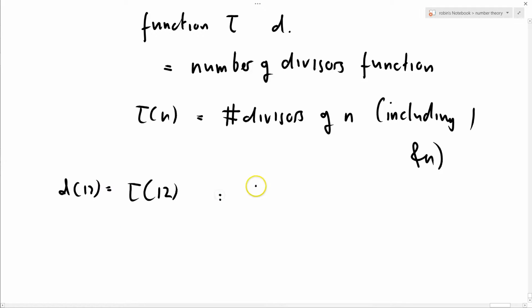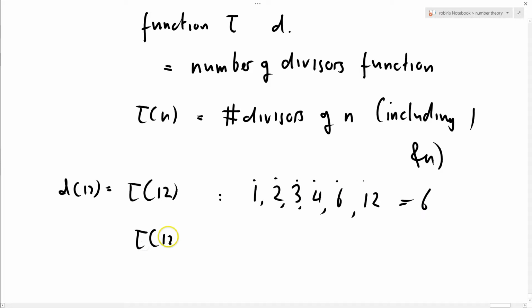Well, we can just calculate it like this. We've got 1 goes into 12, 2, 3, 4, 5 doesn't, of course, 6, and 12 itself. So altogether you've got 1, 2, 3, 4, 5, 6. So tor of 12 equals 6. Number of, or d of 12 equals 6, I guess.